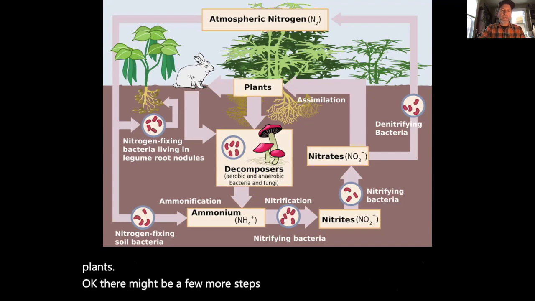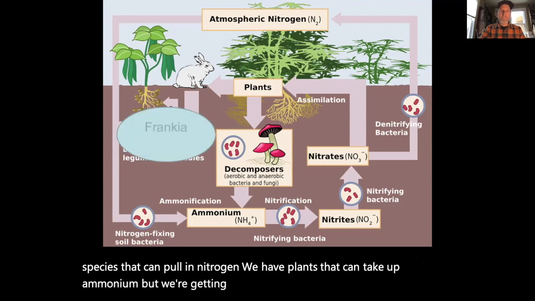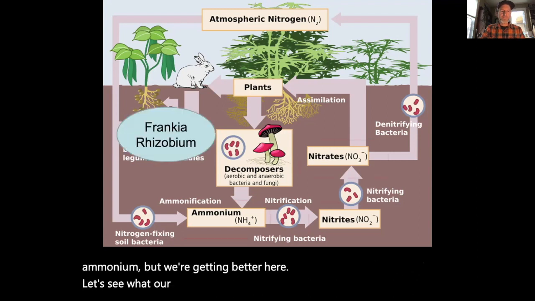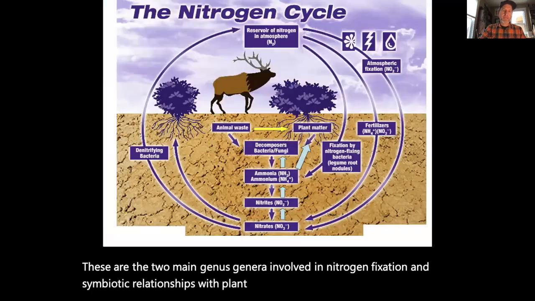In particular, we have other species that can pull in nitrogen. We have plants that can take up ammonium, but we're getting better here. Let's see what our next one is. These are the two main genera involved in nitrogen fixation and symbiotic relationships with plant roots. And so let's try this one. Okay, this one we're getting better.